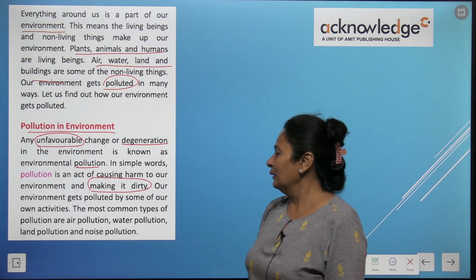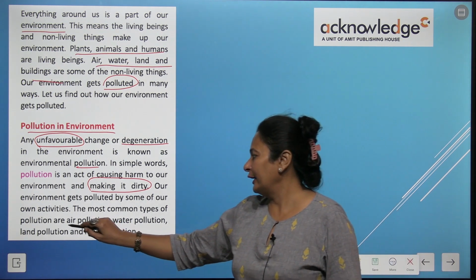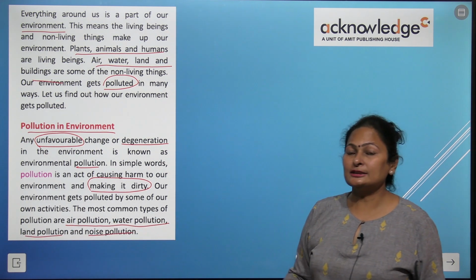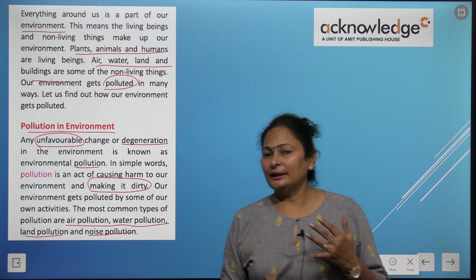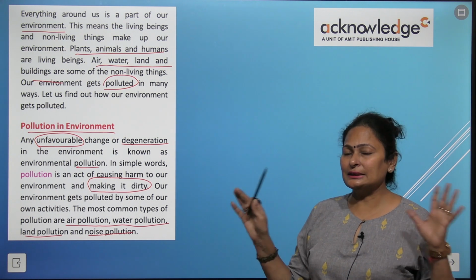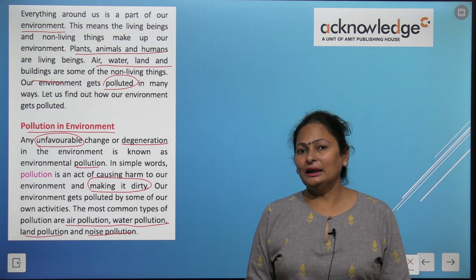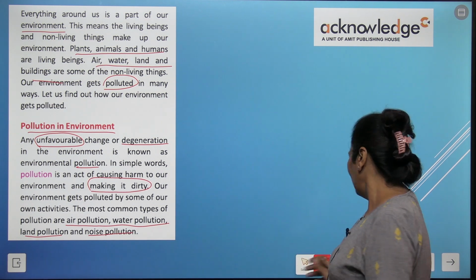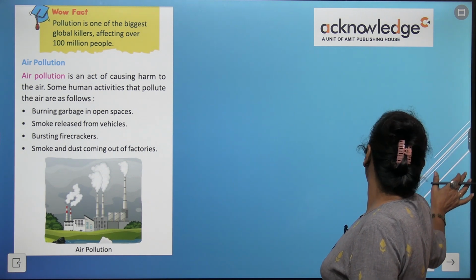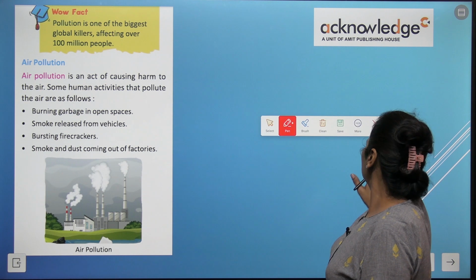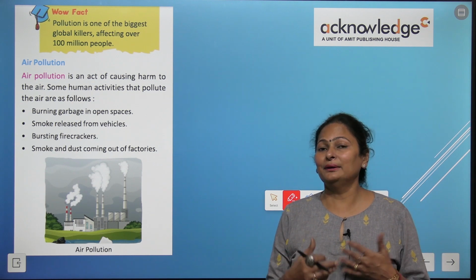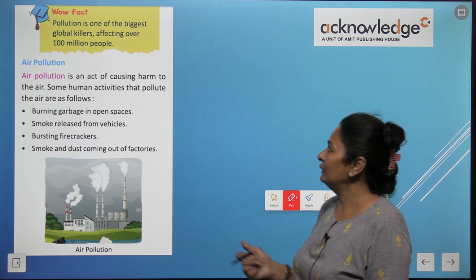Let's discuss. The most common types of pollution are air pollution, water pollution, land pollution, and noise pollution. We pollute the air, we pollute the water, we pollute the land, and also noise pollution. These types of pollution are very harmful for our environment and for us too. Wow fact, pollution is the biggest global killer affecting 100 million people. Yes, it is a global killer. People die because of pollution.